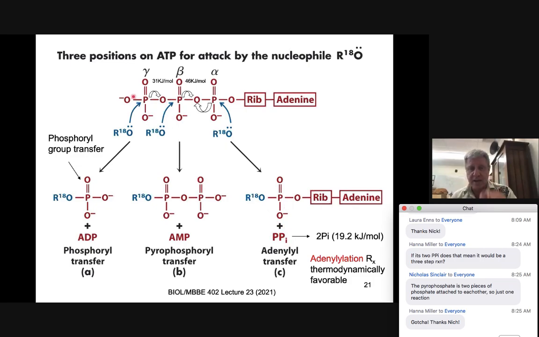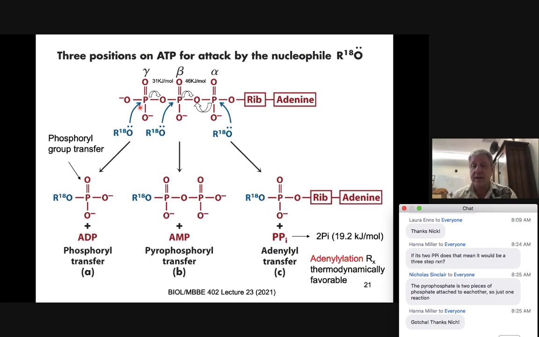So what I'm trying to illustrate here is the sequential breakdown of the individual molecules in regards to the different attacks on the alpha, beta, and gamma phosphate groups of ATP. And remember, when we get this pyrophosphate, in its unlabeled form, we're going to degrade this further and produce negative 19.2 kilojoules per mole to produce this molecule here. So again, it's just an illustration of attacking these different phosphate positions.